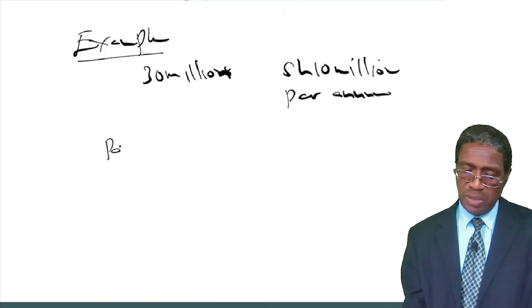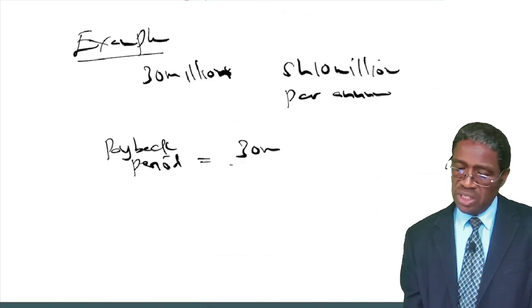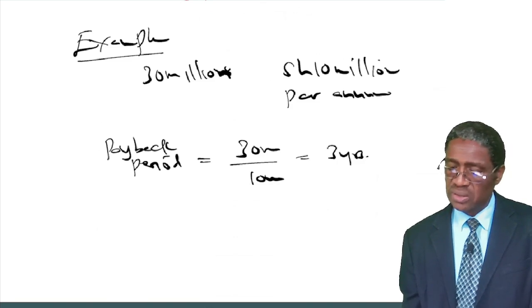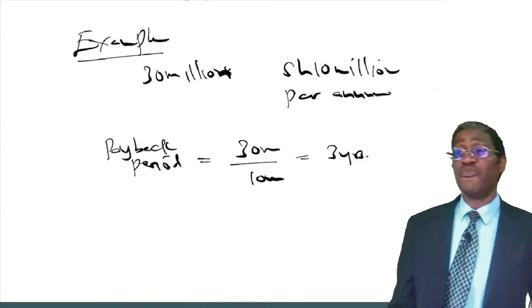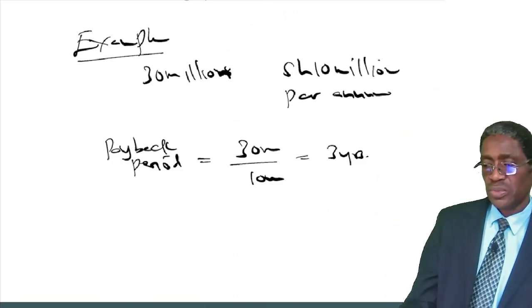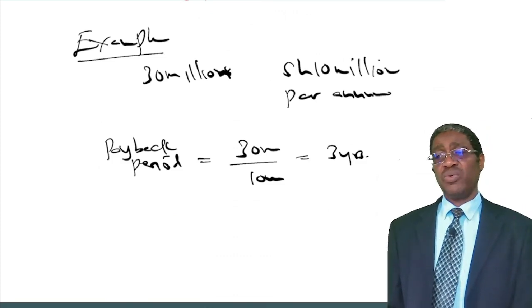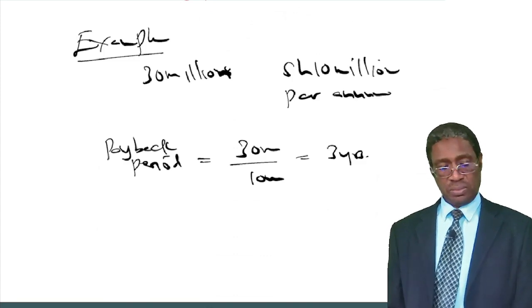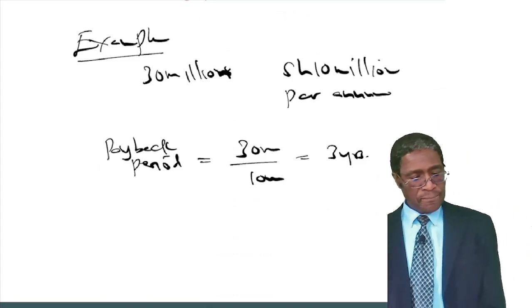So the payback period is equal to 30 million divided by 10 million. This will be 3 years. That's all we are saying. That is for uniform cash inflow. Finish. Now the second method, where you have non-uniform cash inflows.